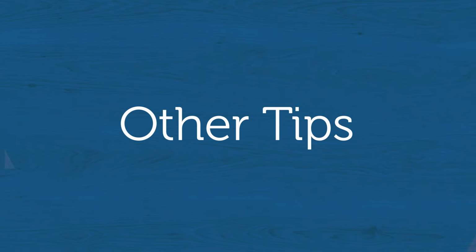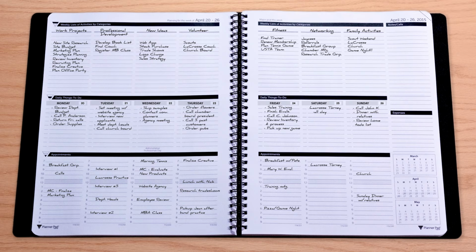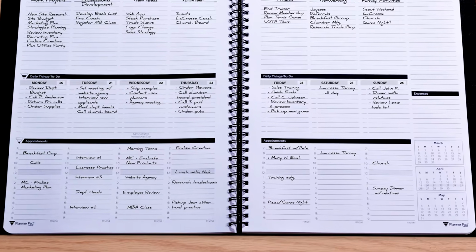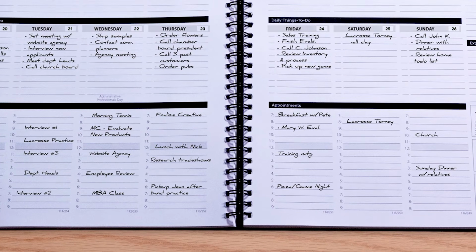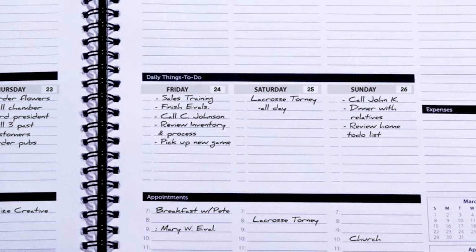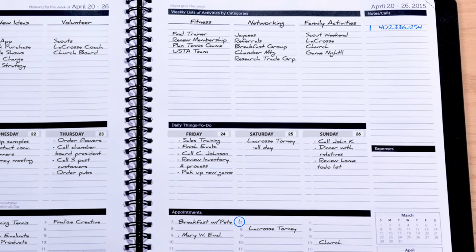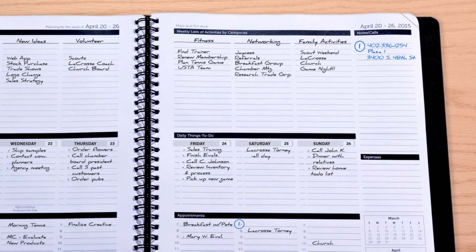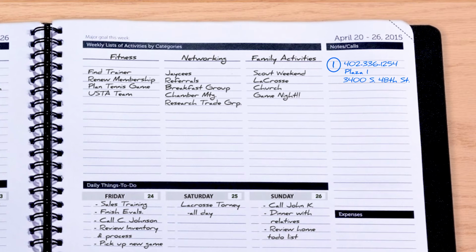Here are some other tips on how to maximize the effectiveness of your planner pad organizer. On the weekly page spread, use the Notes and Calls column to provide additional info for an entry in the Appointments section. For example, write the number 1 with a circle around it next to a name in your Appointment section. Then, put the same symbol in the Notes and Calls column next to a phone number, street address, or file you'll need for that meeting.